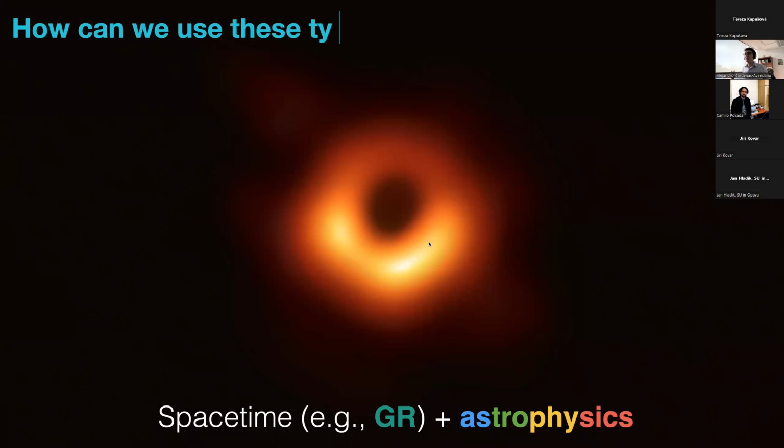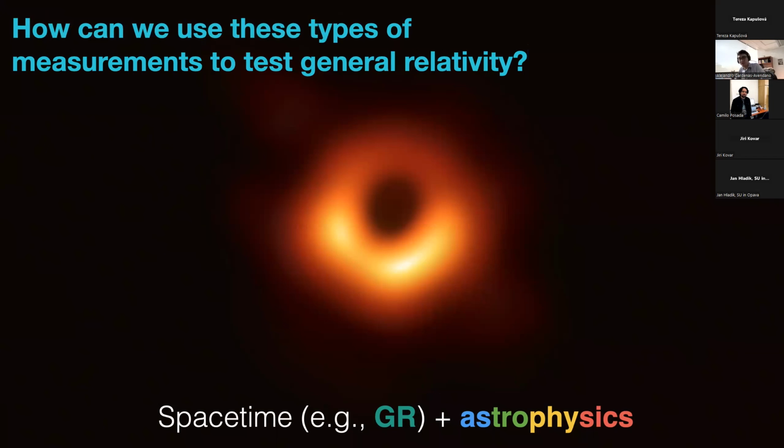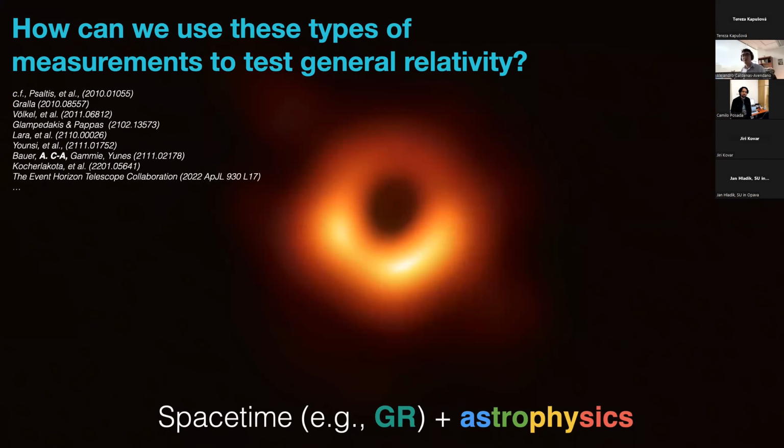And then the question, of course, we can ask is how can we use this type of measurements to test general relativity? And if you recall from my previous slide, the error bounds that we can put, at least in a theory agnostic way, are really large. So the question is, is there a way to disentangle the properties of these images that belong to the black holes from the astrophysics? And there have been recently a lot of works trying to address this question.